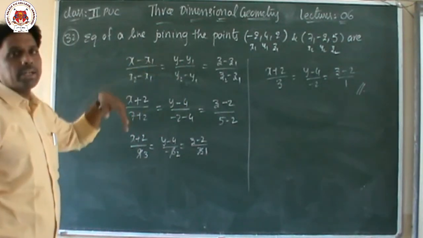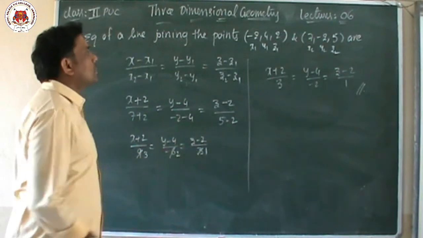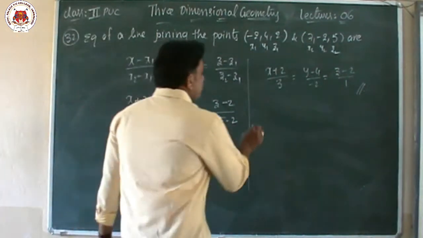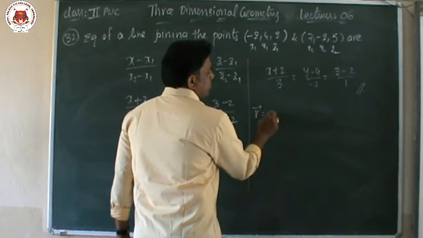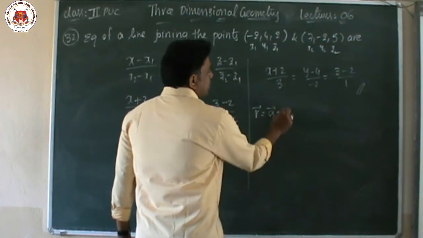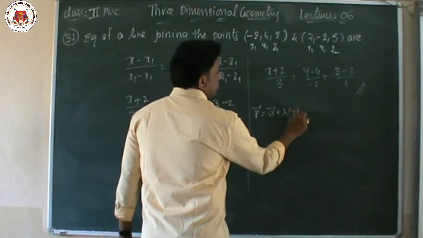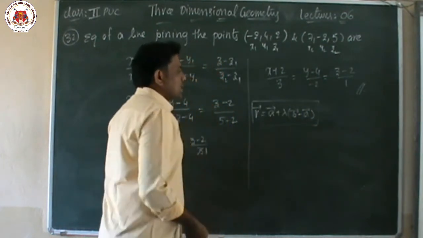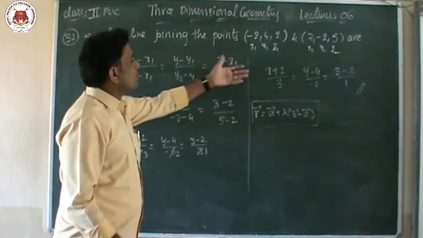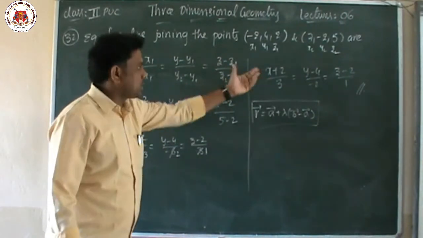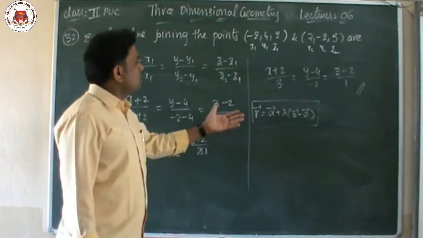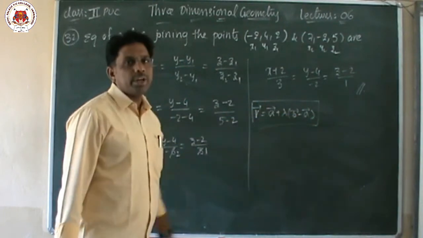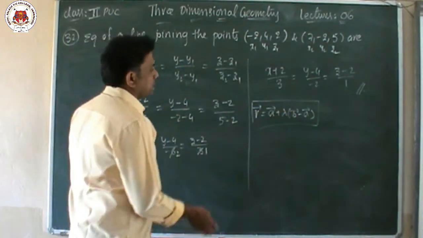Suppose if it is asked in vector form, then we can convert it to vector form also. The vector equation of a line passing through 2 points is a vector plus lambda into (b vector minus a vector). Using this formula, it is the vector form; what we did is the Cartesian form. The options are in Cartesian form, that's why I did it in Cartesian. Suppose if the options are in vector form, then we can use this formula for a line passing through 2 points.